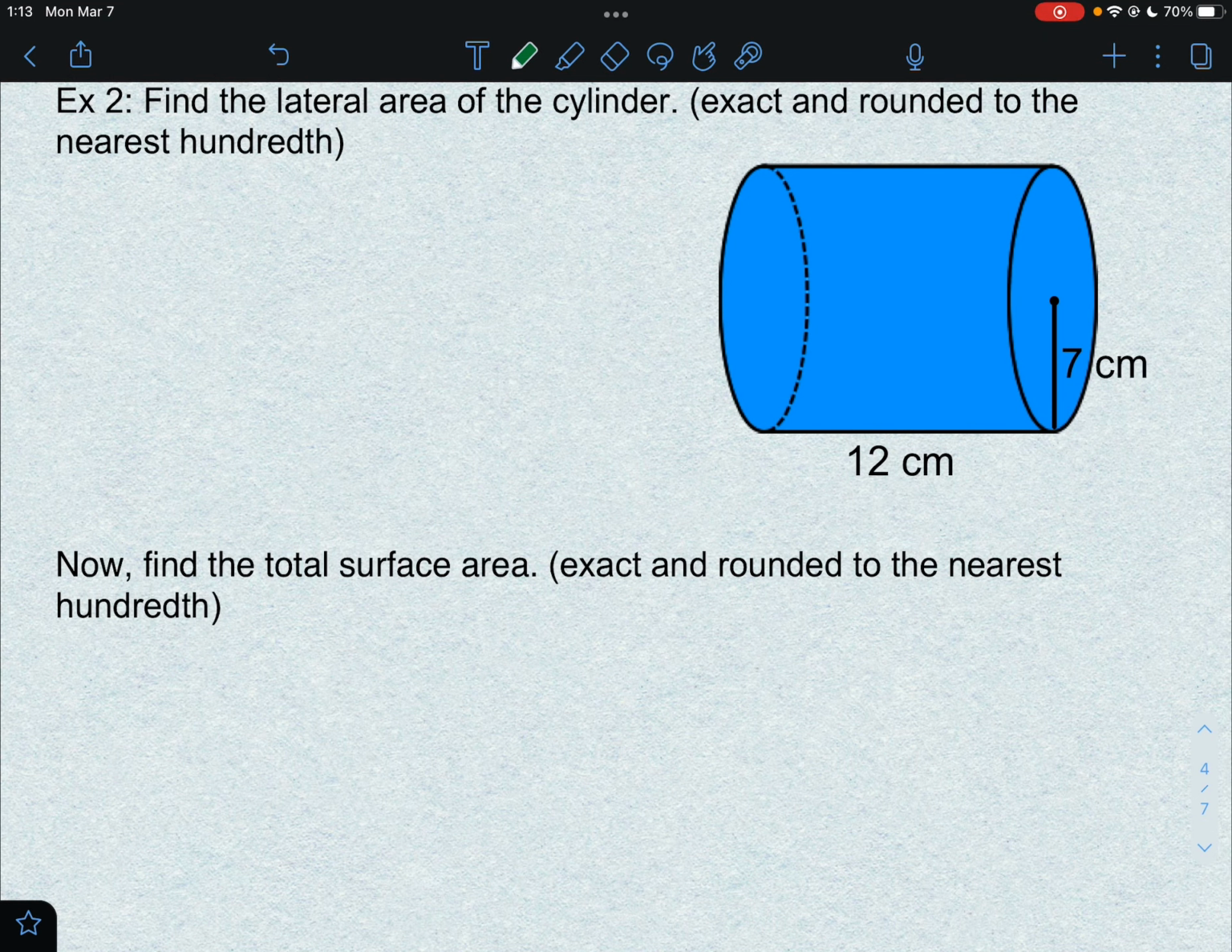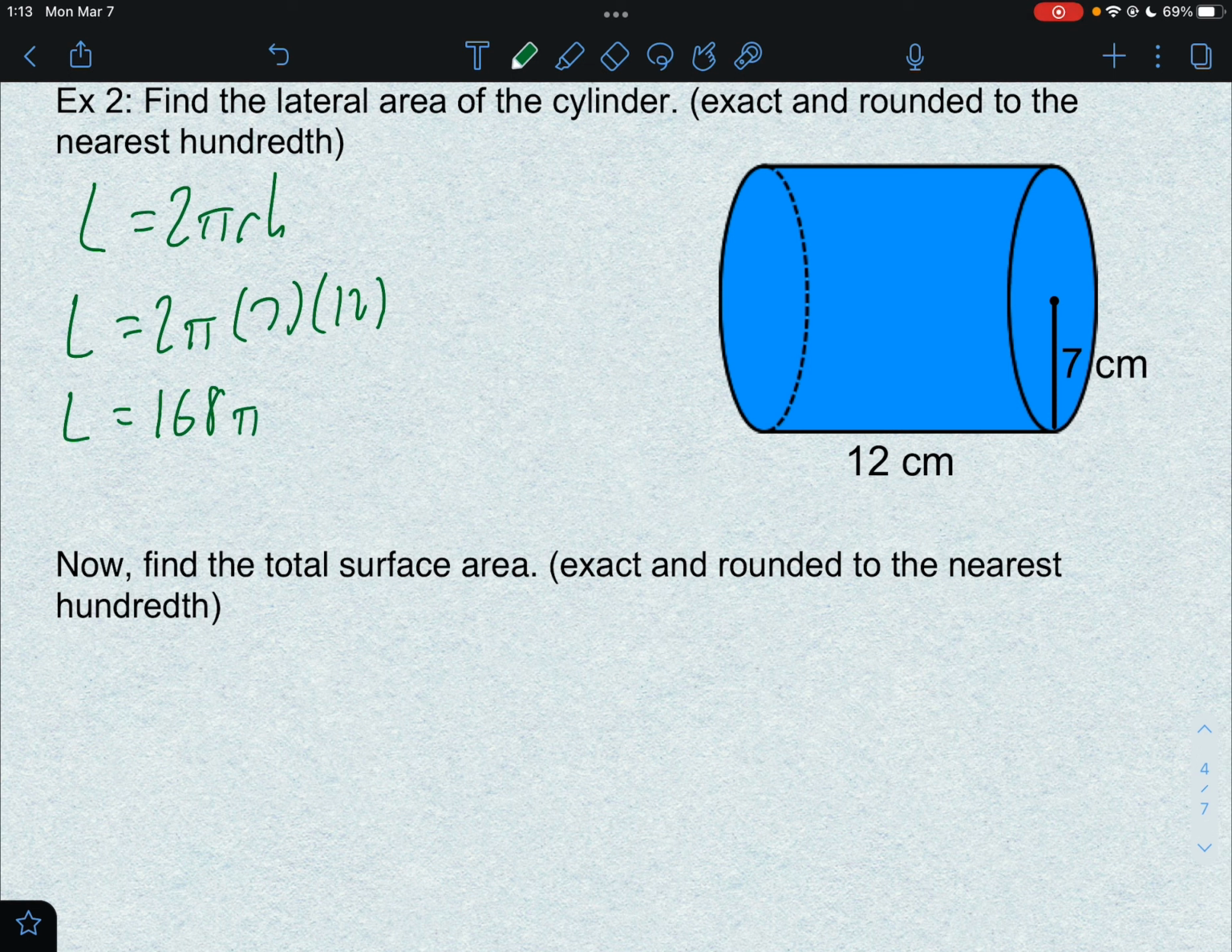Number 2, find the lateral area of this cylinder. The lateral area is just 2 pi r h, so in this case it's 2 pi, their radius is 7, and the height of the cylinder is just the line that connects the 2 circles together, so that's 12. For exact, we don't type the pi in our calculator, we get 168, so our answer is 168 pi square centimeters. And for the rounded, now we do type that into our calculator, and we get 527.79 square centimeters.